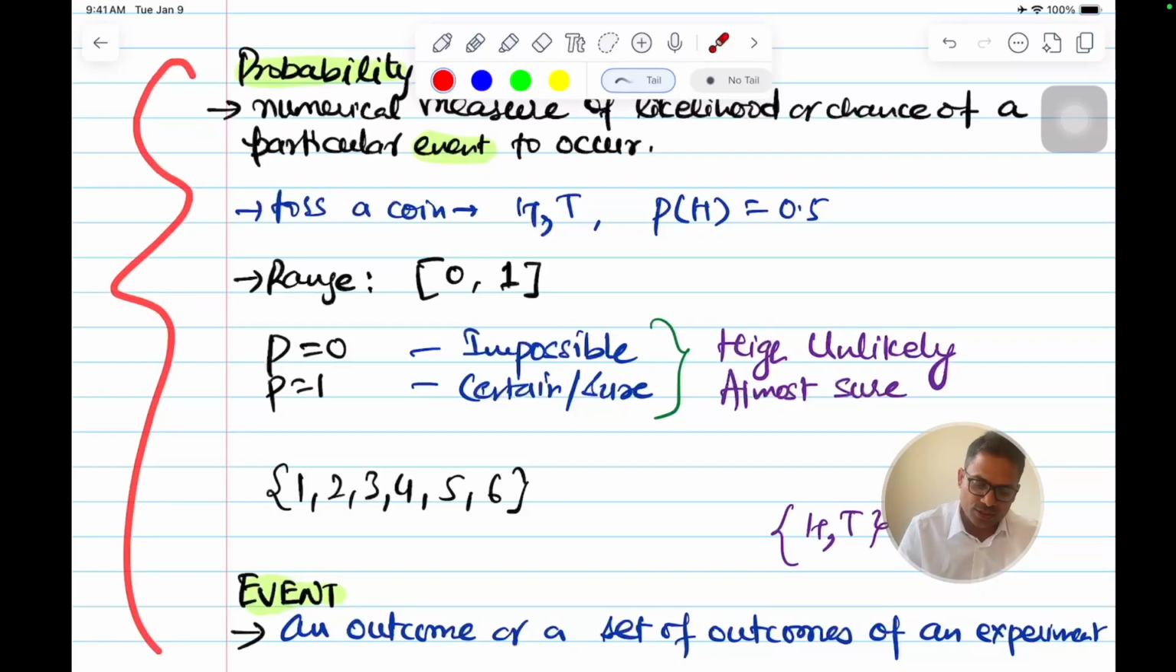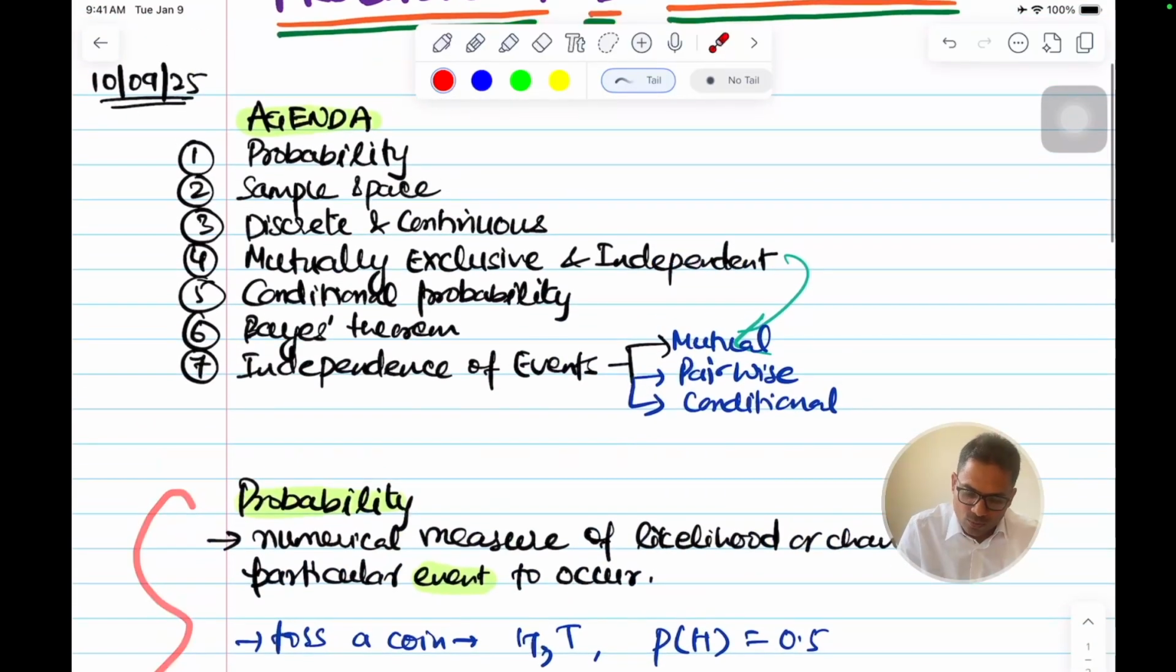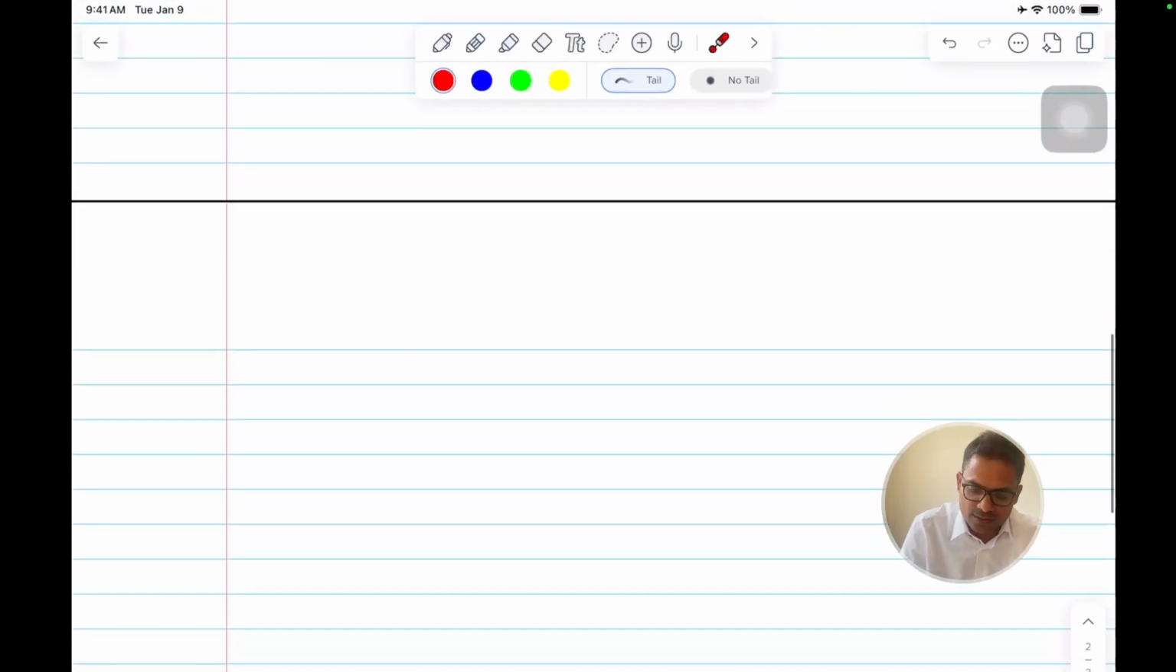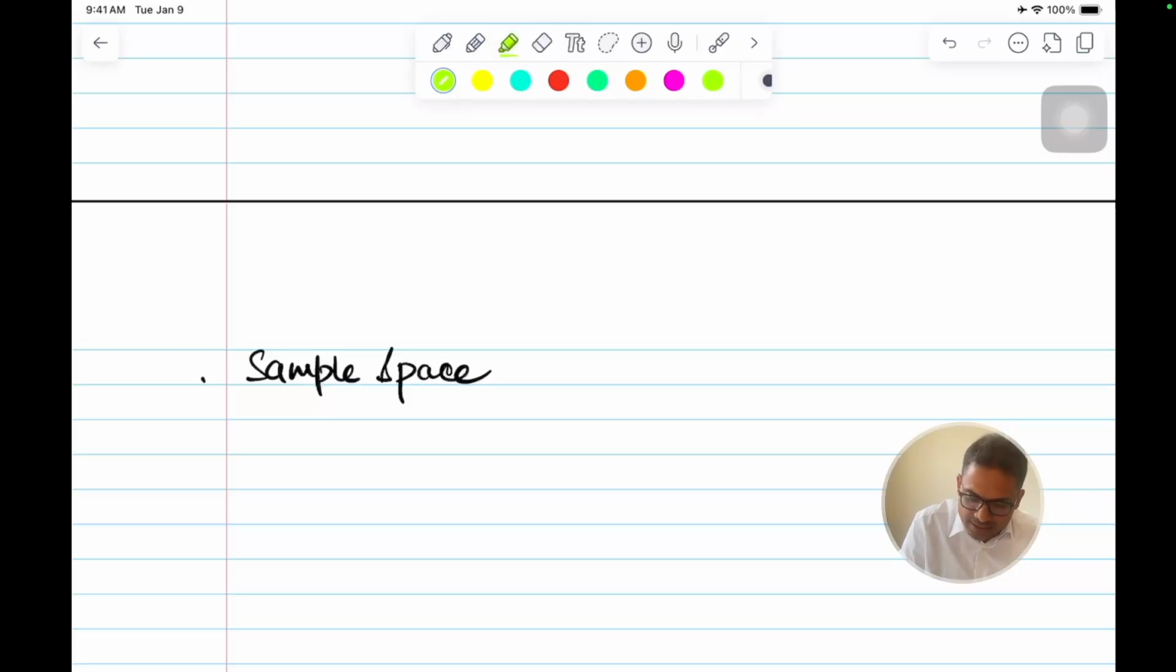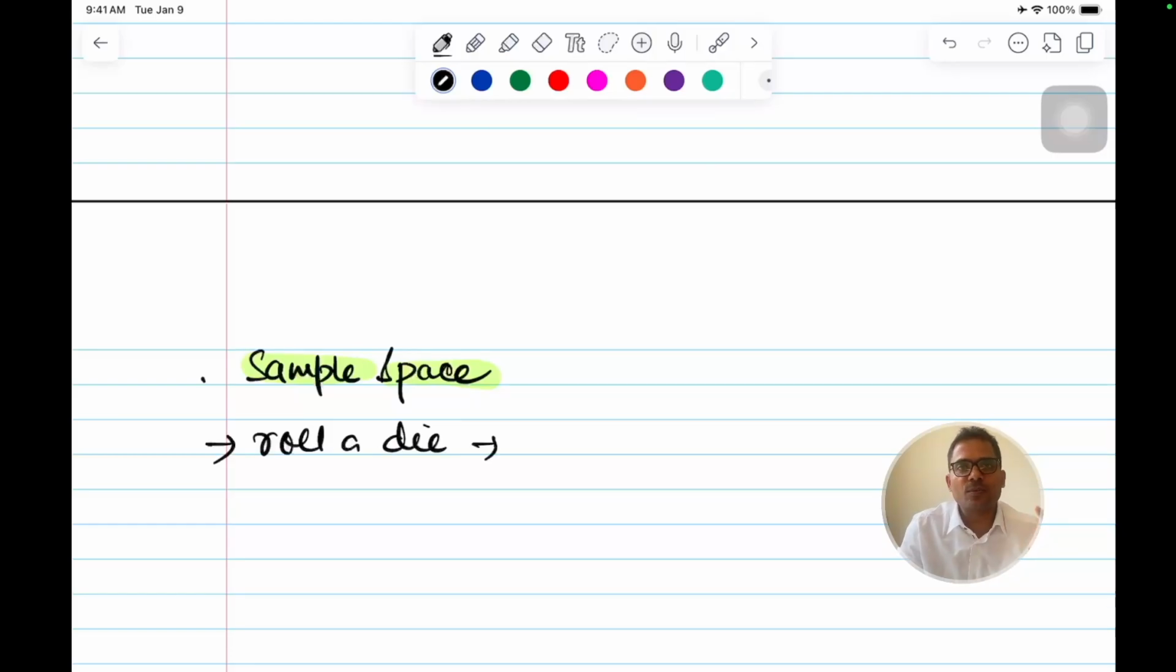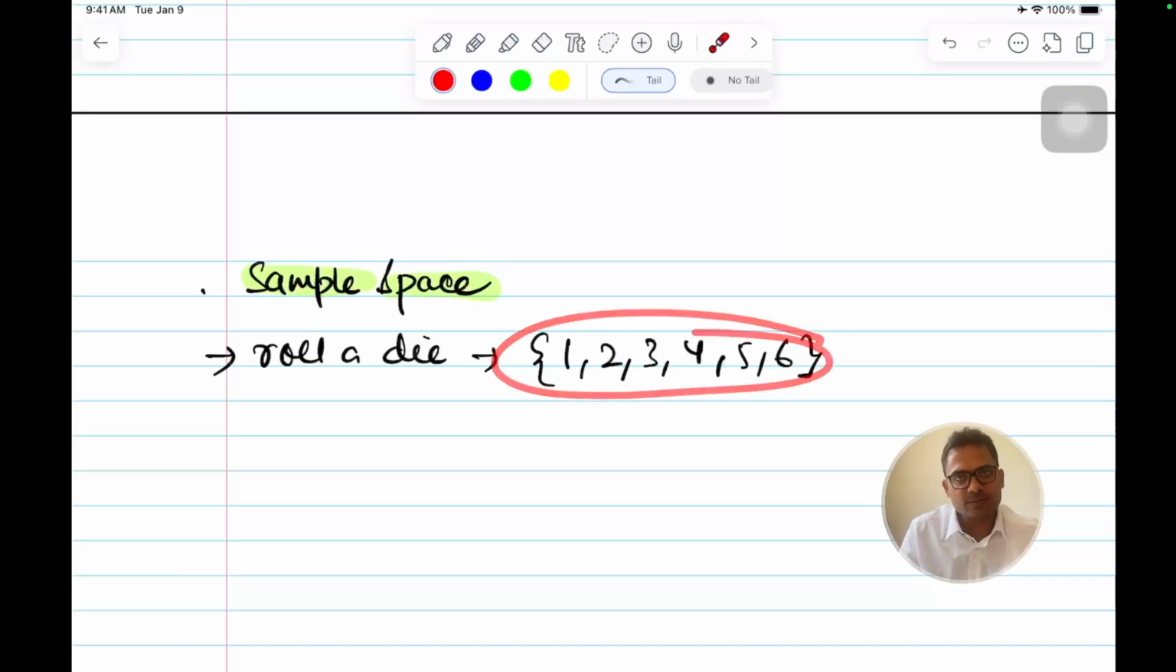Before diving deeper, as I mentioned earlier in the agenda, let's discuss what a sample space is, and then we'll go in this order. So the next term that you should know is the sample space. So what is a sample space? For example, if I roll a die, what are the possible outcomes? What all can we get? Either a 1 or a 2 or a 3 or a 4 or a 5 or a 6. These are the only possible outcomes that I can have, right?